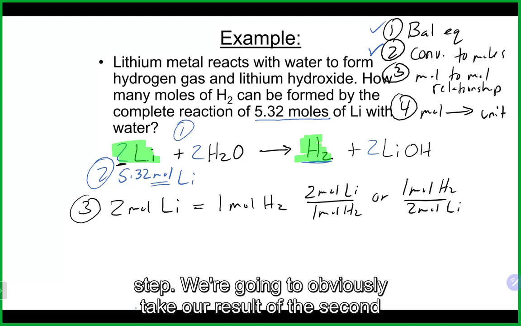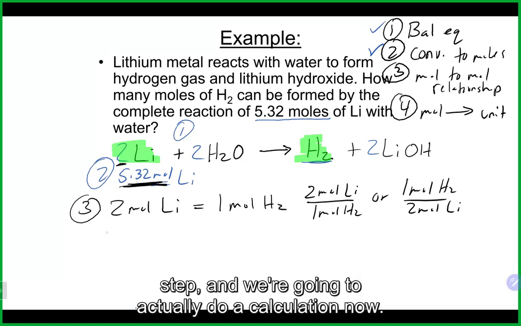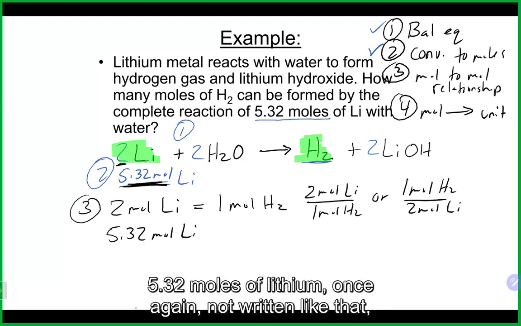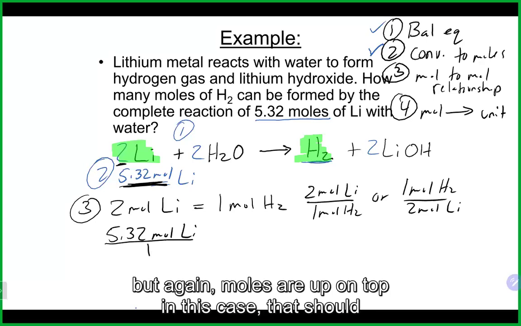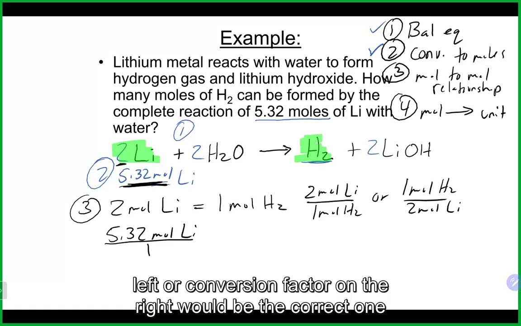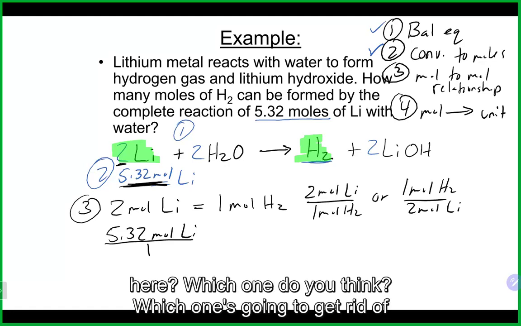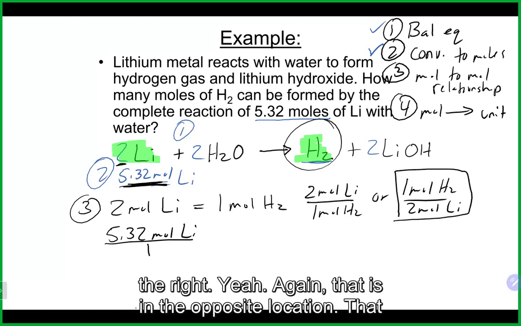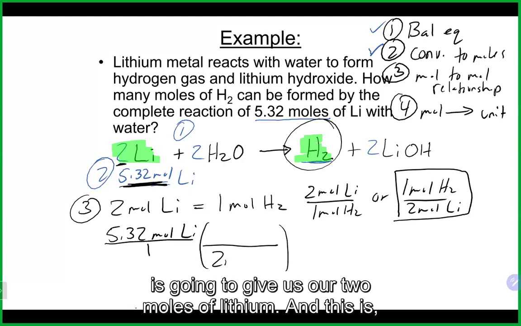We're going to obviously take our result of the 2nd step, and we're going to actually do a calculation now. 5.32 moles of lithium. Once again, not written like that, but again, moles are up on top in this case. That should hopefully make our decision easy. Conversion factor on the left or conversion factor on the right would be the correct one here. Which one do you think? Which one's going to get rid of lithium, which we no longer want, right? Because we ultimately want to get over here, right? It is the one on the right, yeah. Again, that is in the opposite location. That is going to give us our 2 moles of lithium.